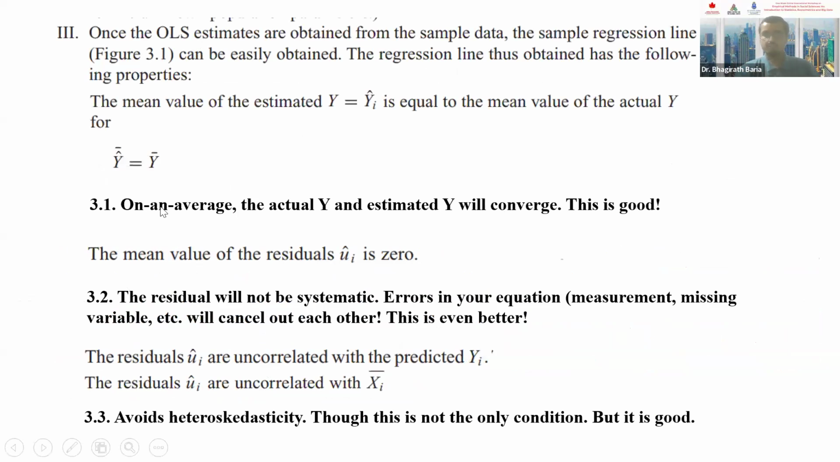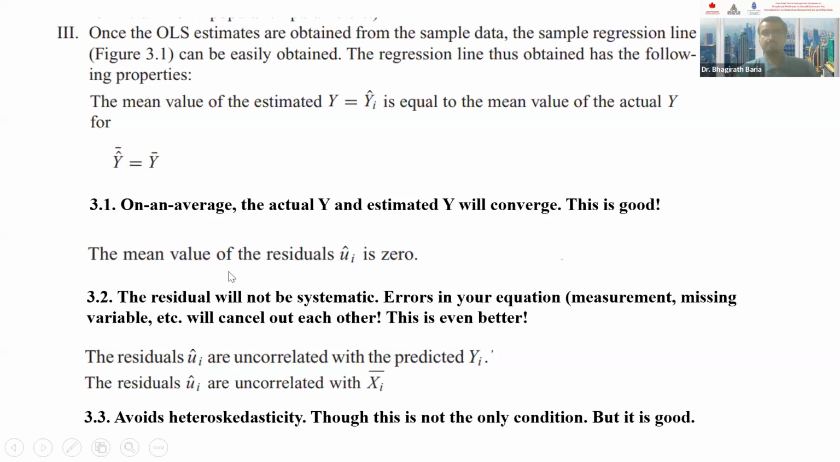These are some of the properties of OLS. I will not get into them in detail because of time constraint, but I'll share the PPT. You study and you always contact me and discuss with me what does this 3.1 mean. Okay, the 3.1 says that on an average, the actual Y and estimated Y will converge. So the error will become smaller and smaller. What does it mean? As you keep increasing the sample size, this will keep on happening. So your errors will become smaller and smaller with increasing sample size.